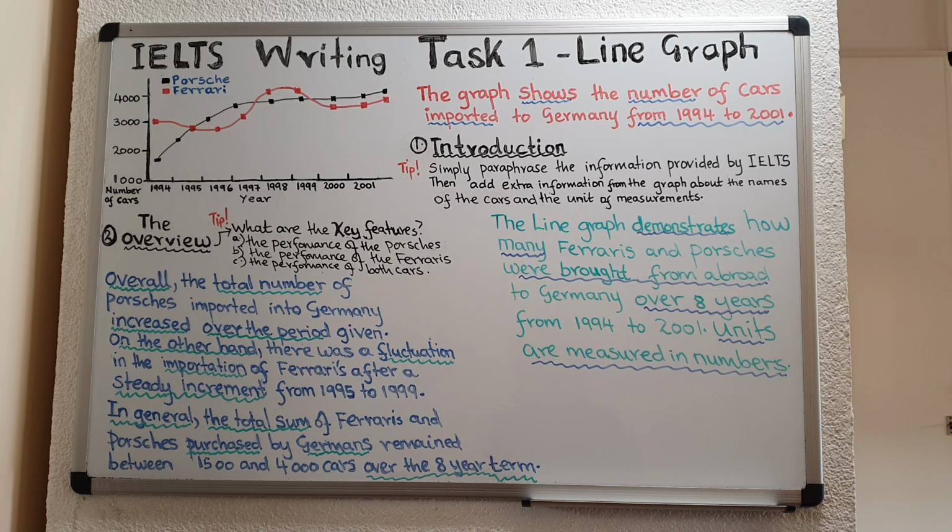Now, once you have received your writing task 1, the very first thing you should do is to have a look at the chart that you have been provided with. Have a look at the left, the horizontal, and the vertical line to see what sort of information you have there.